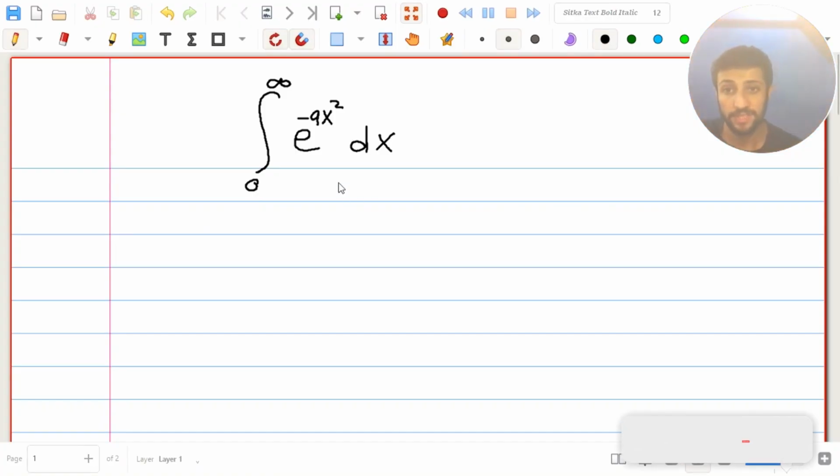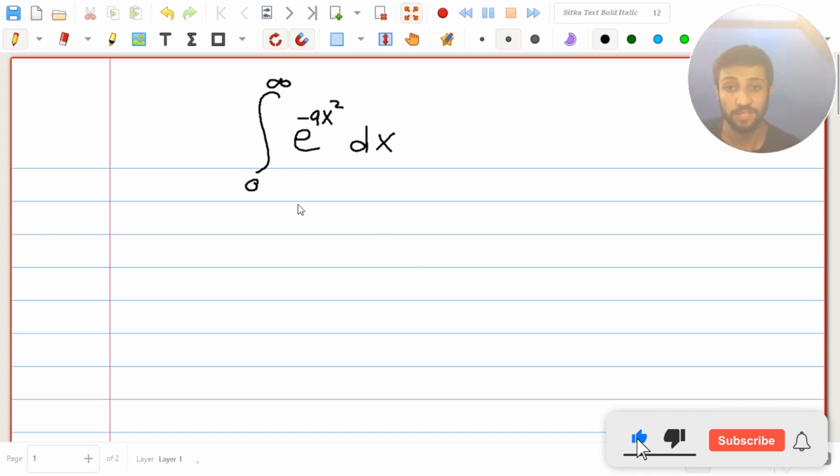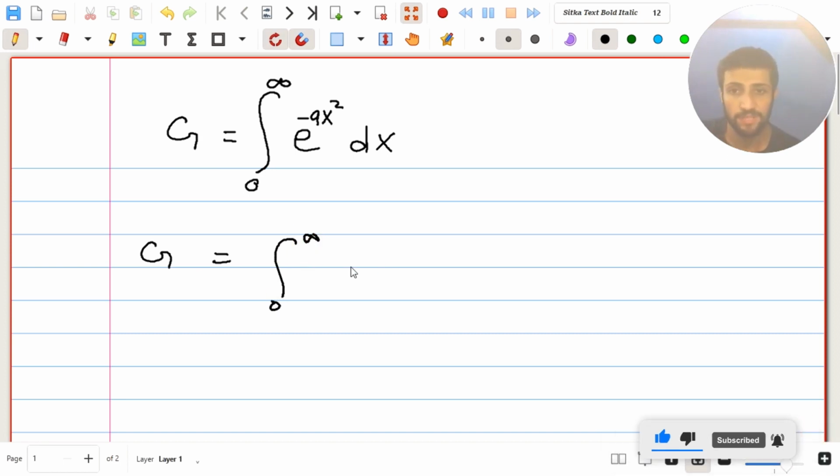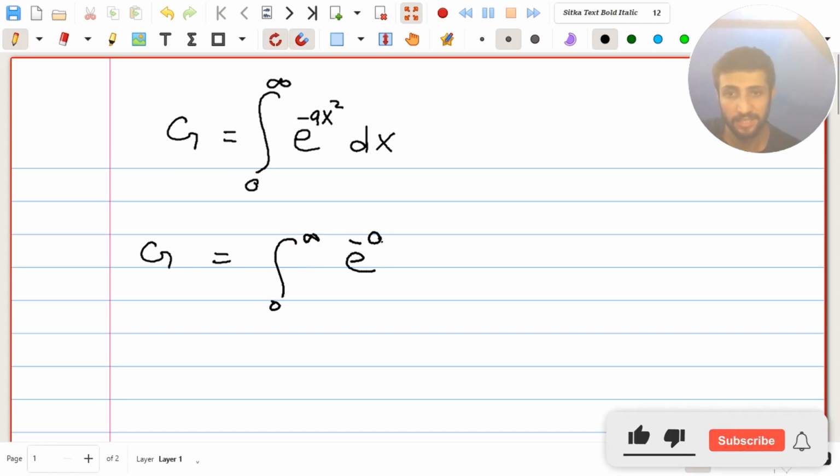I have to solve this integral, e to power minus x square, over the interval 0 to infinity. This is also called the Gaussian integral. Now let's suppose I take this integral as g, and I take another integral g, from 0 to infinity, and I just flip the variable and say e to power minus a y square into dy.